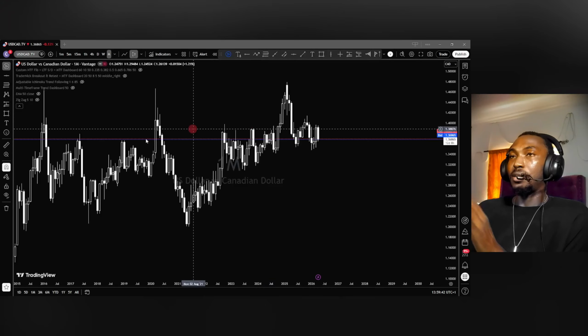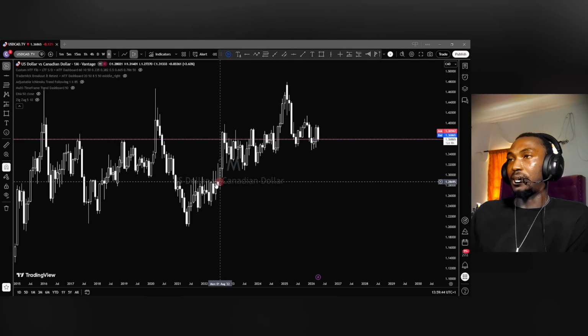A supply zone is where there were a lot of people ready to sell, more than the people ready to buy, so therefore the price started to drop. Now, with that knowledge in mind, let's take it into the charts and see what we can do with this. Now, this is the monthly chart for the US dollar against the Canadian dollar.